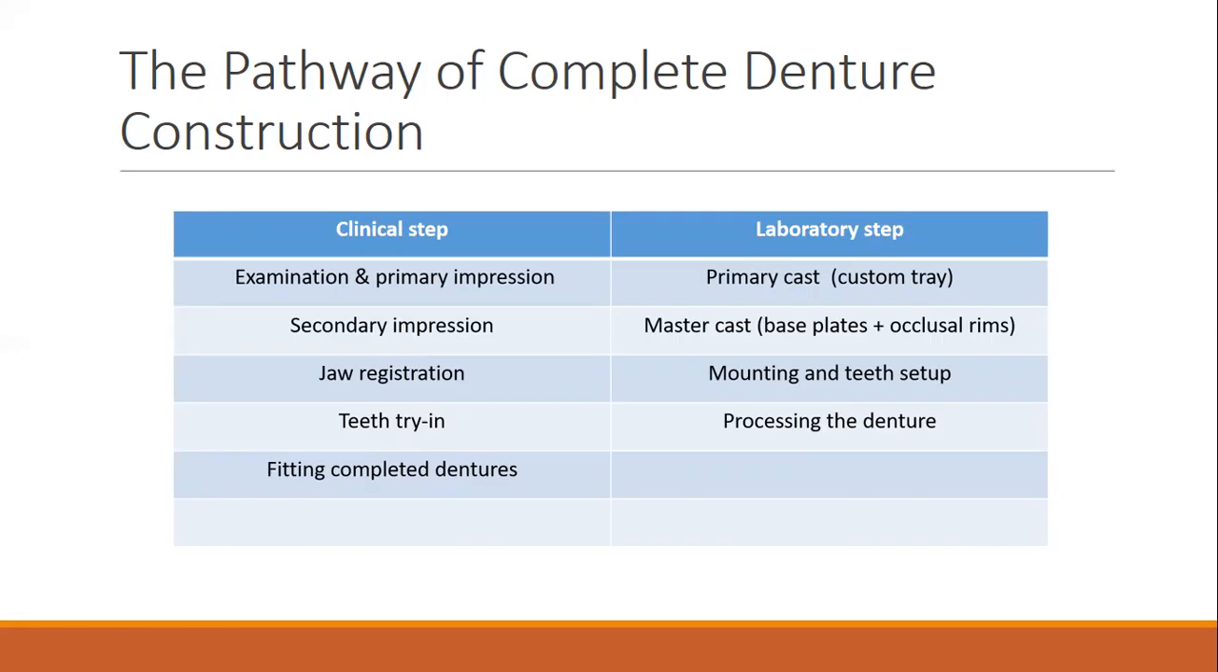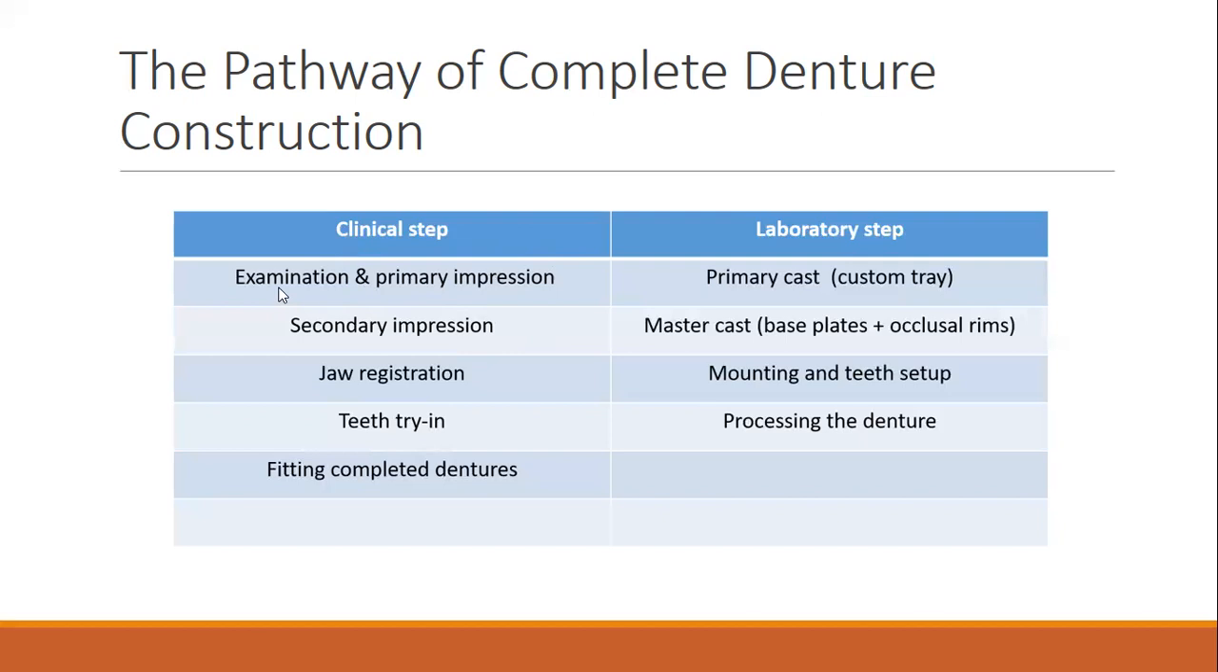After that, the technician will mount these wax rims into an articulator and will start the teeth setup. After teeth setting, the teeth will be tried in the patient's mouth in another clinical step. It's the fourth clinical step. We call it teeth try-in. After try-in, we'll start with the processing of the denture, and the fifth clinical step is coming, which is called fitting of the complete dentures.